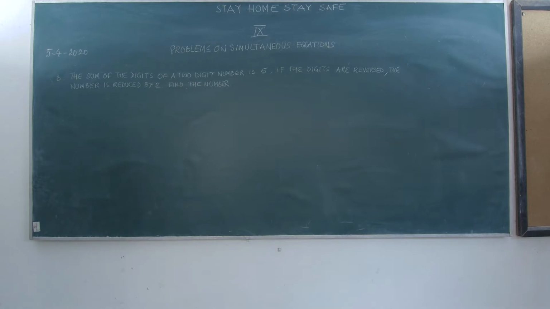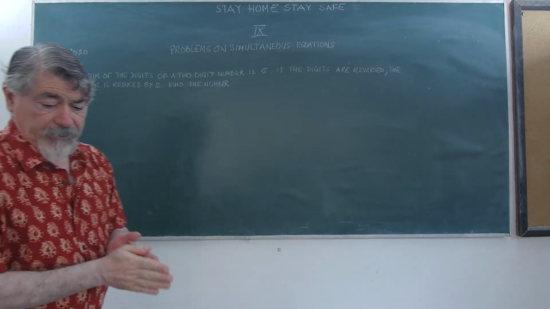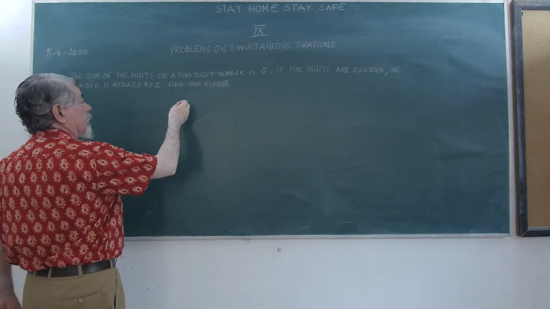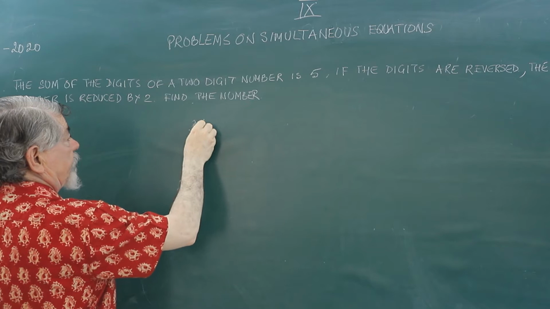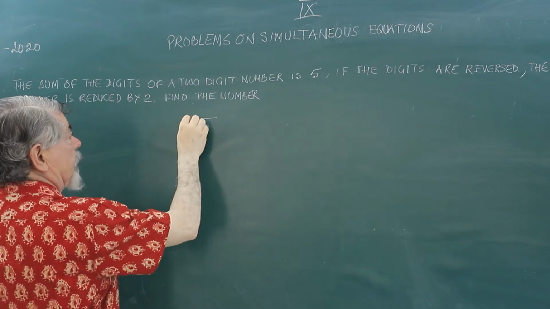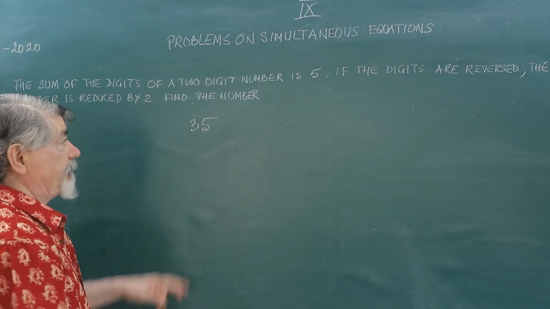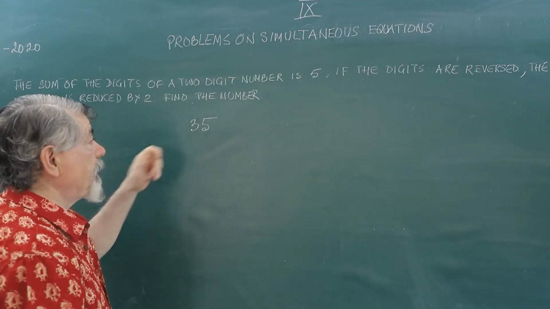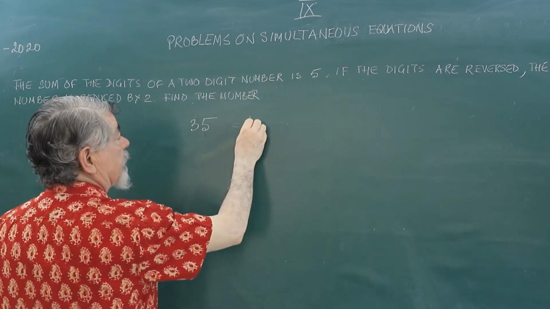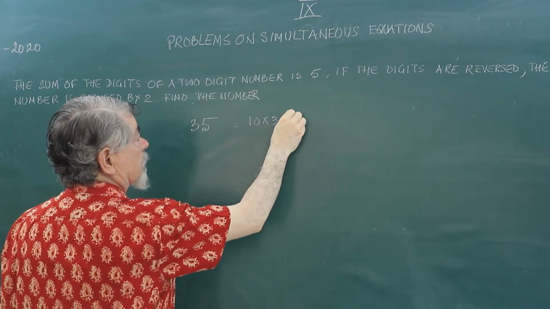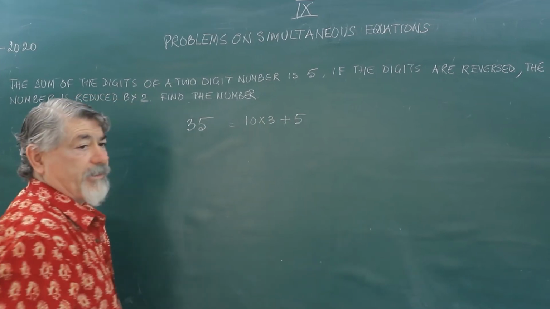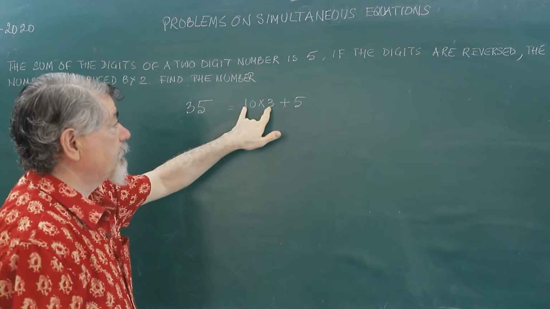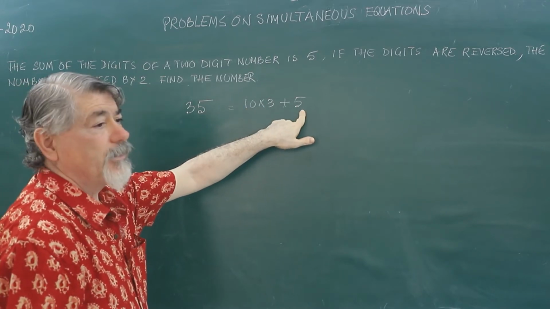Next question is based on 2-digit numbers. Now you know that if I take a 2-digit number, for example 35, 5 is the unit digit and 3 is the tens digit. In the expanded form, how do we write it? We write it as 10 into 3 plus 5. This is the tens digit and this is the unit digit.